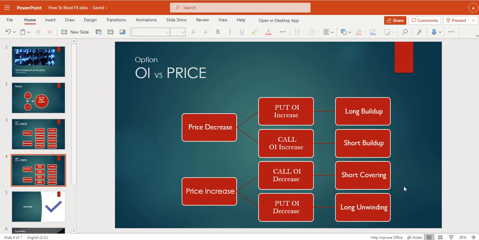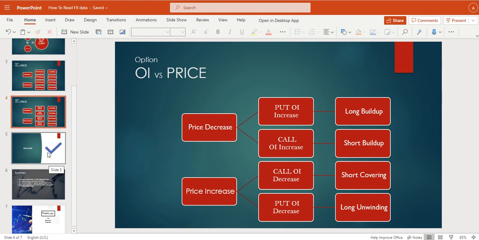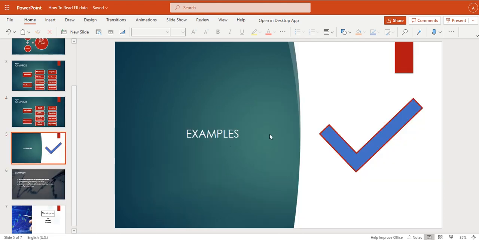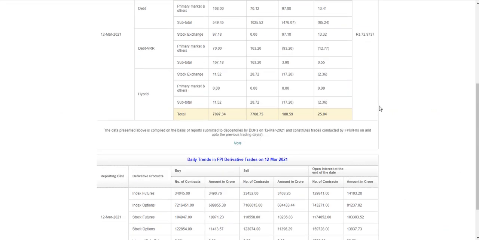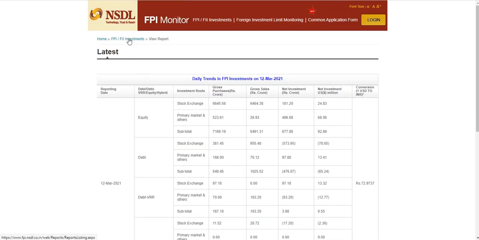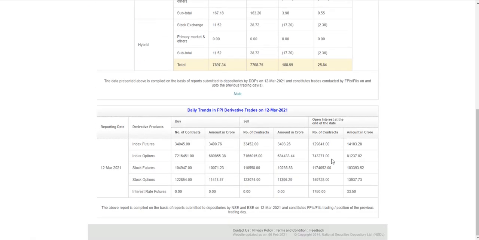Okay, now we understand what bullish and bearish build up are, and we'll jump straight to some examples to see how these things work. First I'll go the official way of getting this data. If you go to the NSDL FII investment site, you can see how many crores of data there are. This gives you the number of contracts as well as the monetary value in crore, but this may not give you the whole picture.